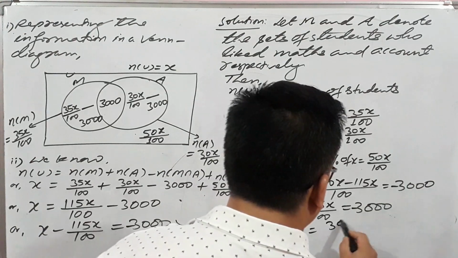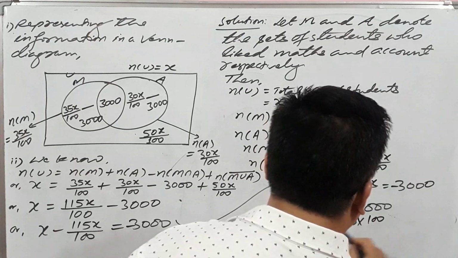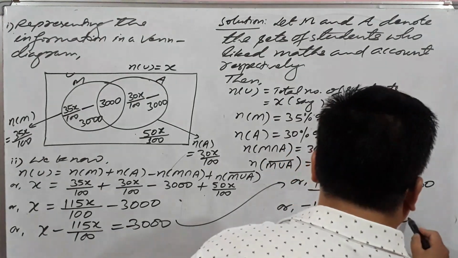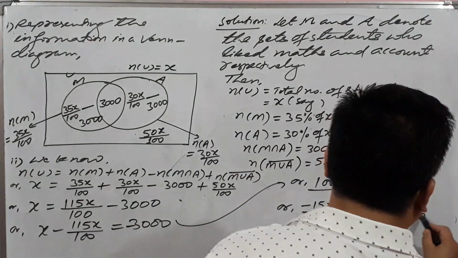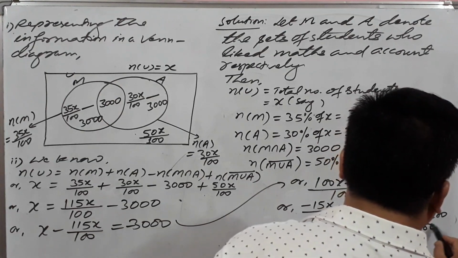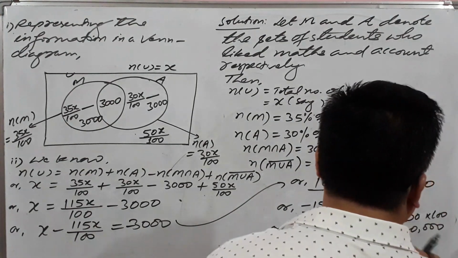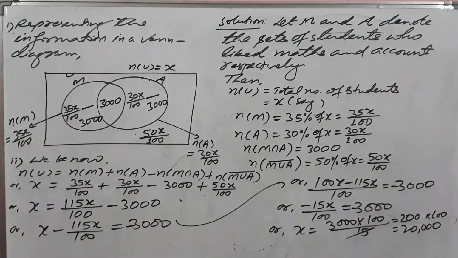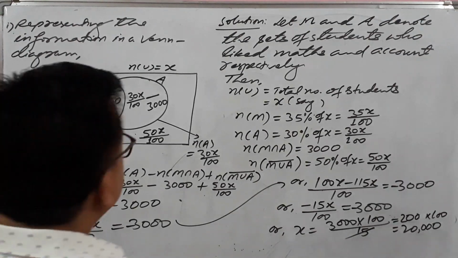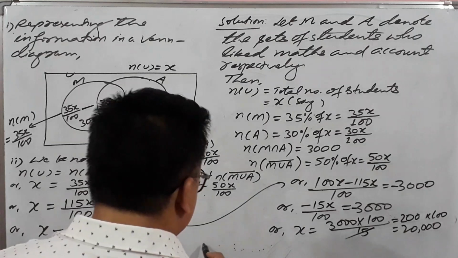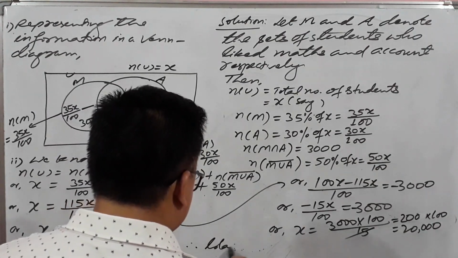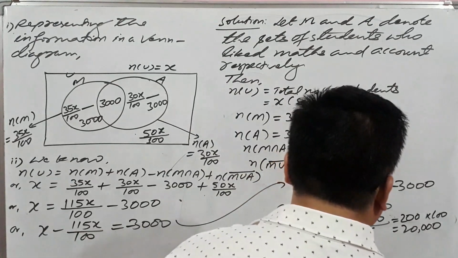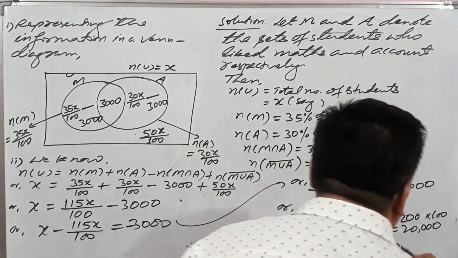So X equals 3000 times 100 over 15. 15 into 30 is 200, so 200 times 100 means 20,000. So X is 20,000. This will be the total number of students, right? So therefore, finally you will write: the total number of students is equal to 20,000. This will be the final answer, right?